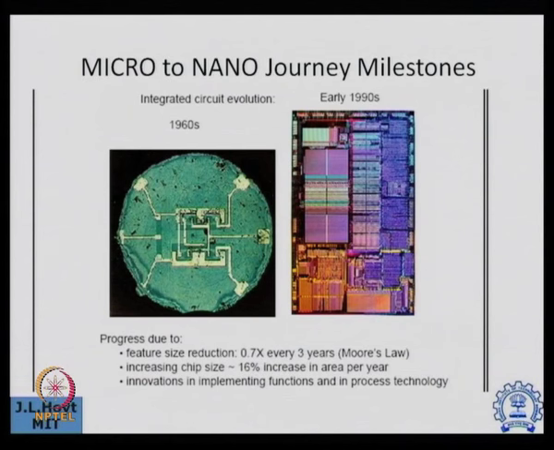So, in the 60s we started with hundreds of microns, and by the end of the 90s or even early 2000, we are talking of a million transistors on a chip. So, this is what we call really milestones. We went from IC to VLSI to nano now.